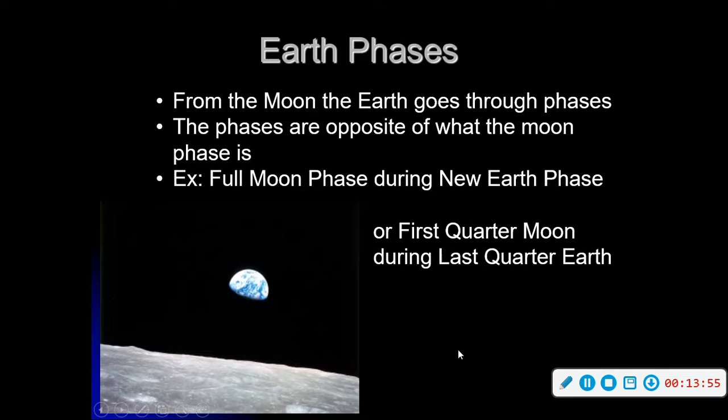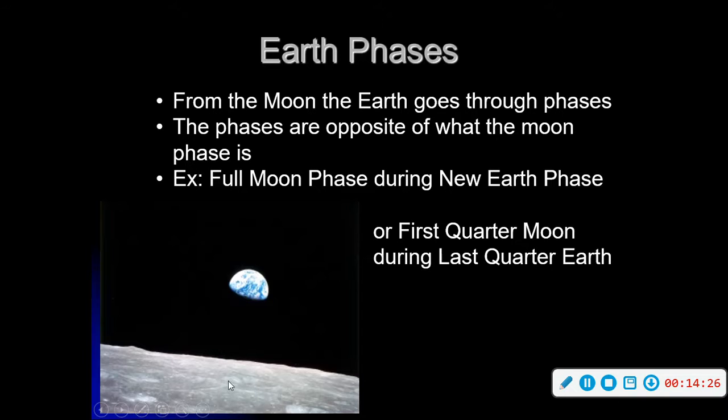Okay, and lastly, I want to leave you with this idea. Earth phases. If you are on the moon looking at the Earth, which is kind of fascinating, you'll see Earth phases instead of moon phases. The phases are exactly opposite of what the moon phase is. So if it's full moon, it would be new Earth phase. If it's a first quarter moon, it will be a last quarter Earth phase. So kind of a really cool thing.